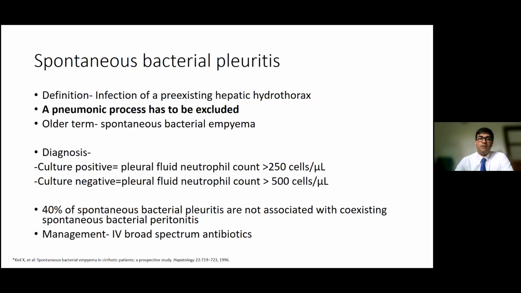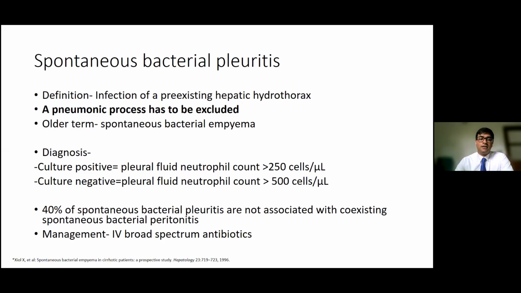However, in this background, you always have to exclude a pneumonic process. The older term which was used was spontaneous bacterial empyema. For the diagnosis, if the culture of the pleural fluid is positive, more than 250 neutrophils per microliter would be adequate. But if the pleural fluid culture is negative, a pleural fluid neutrophil count of more than 500 will confirm the diagnosis.